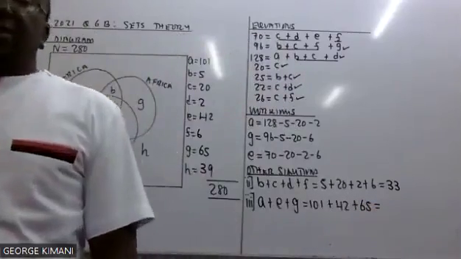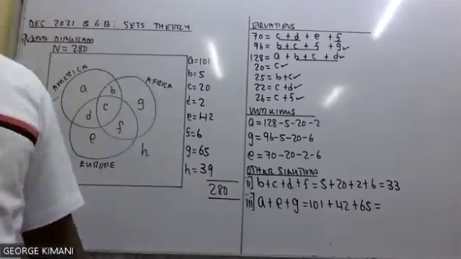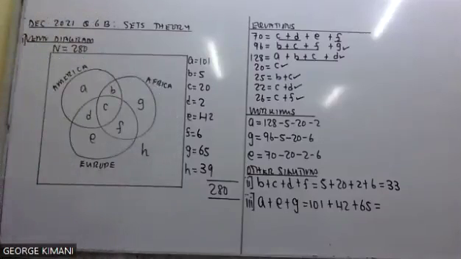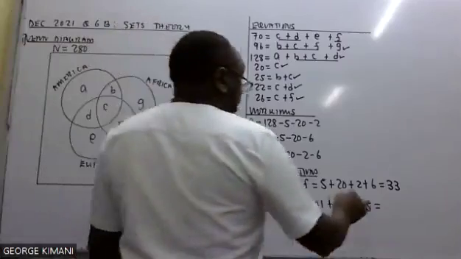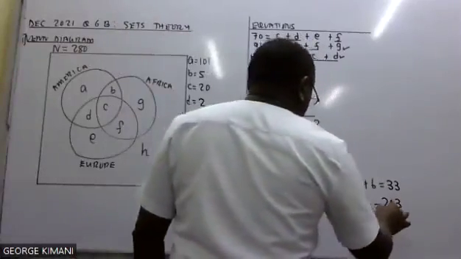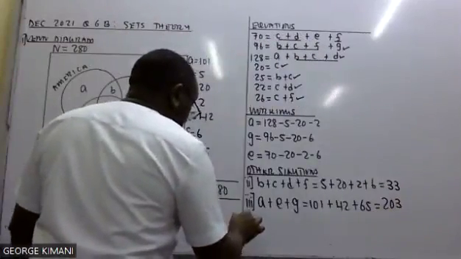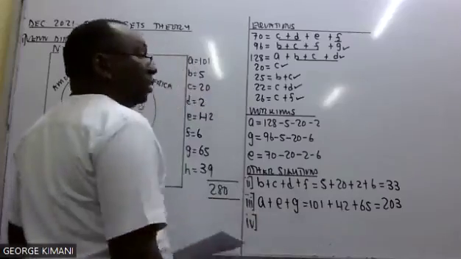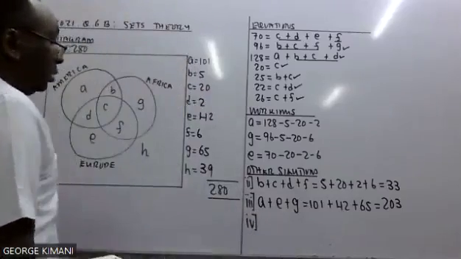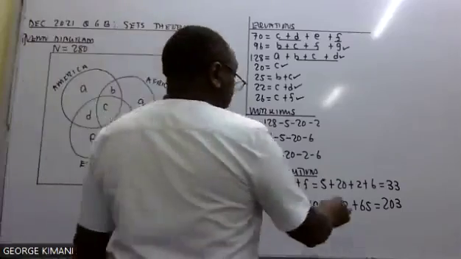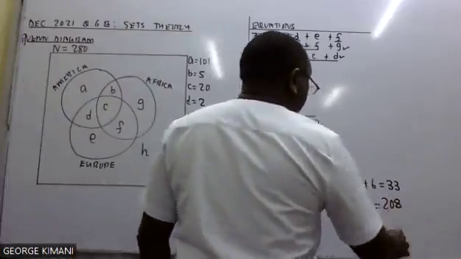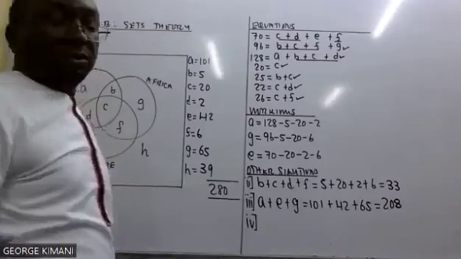Those who represented only 1 continent, 203. That should be an 8 because of this 5. So 208.